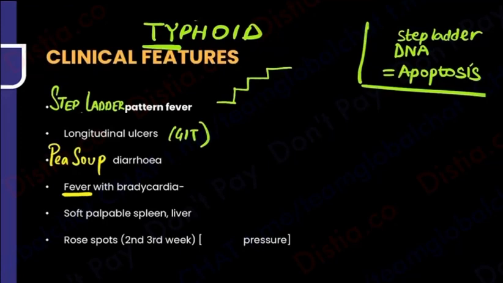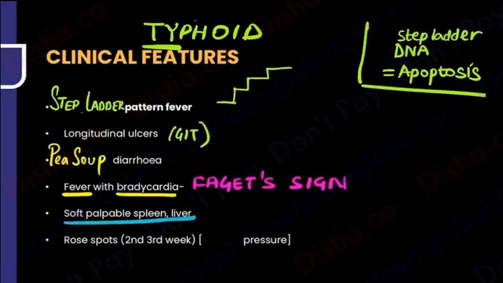Now, another thing. Whenever you have fever, you expect that the heart rate will go up, tachycardia. But over here, the heart rate goes down, and that is known as the Faget's sign. That is referred to as the Faget's sign. I told you it's going to go to different organs. There's a soft palpable liver and spleen possible. And on the second or the third week, there are rose spots that are seen. And if you put pressure on the rose spots, they are going to fade. They are going to fade when you put pressure on them.